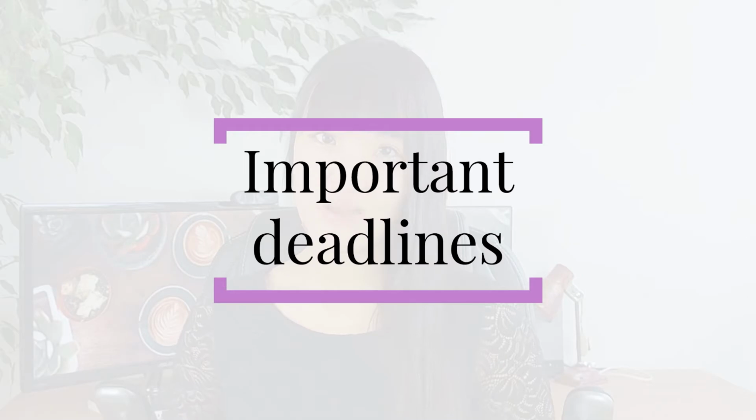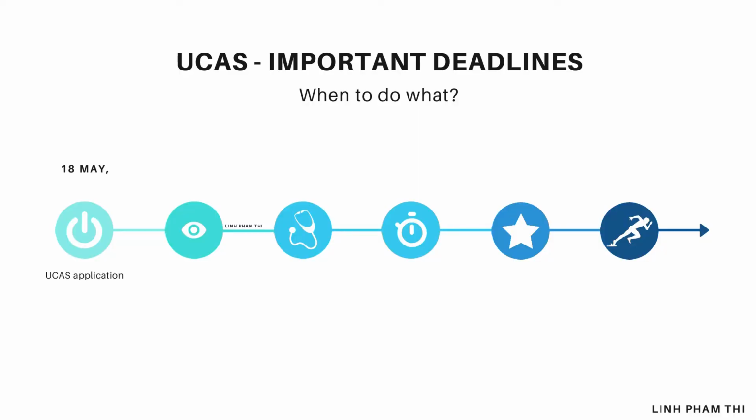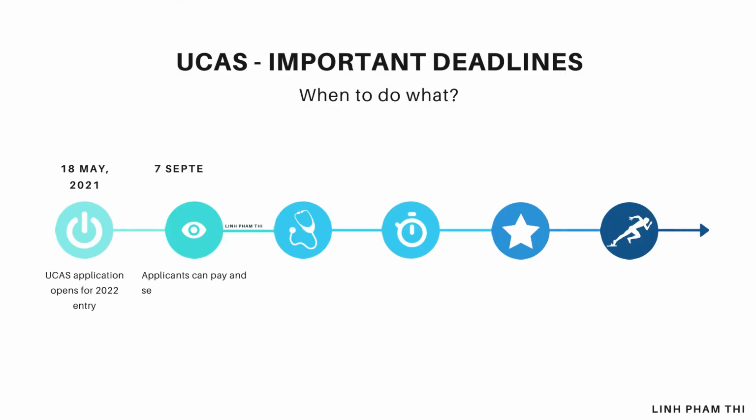And then to talk about the important deadlines, especially for the ones this year. The application opened on the 18th of May 2021, and that is for the 2022 entry. So the system is already open, and from September 7, applicants can pay and send their applications to UCAS, and the unis and colleges can start making decisions on applications. So right now this process is ongoing, and there are a lot of different deadlines that you have to keep in mind after this as well.